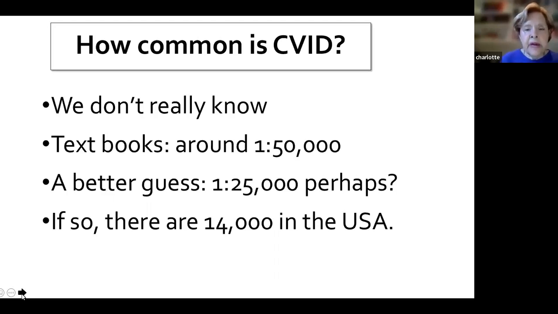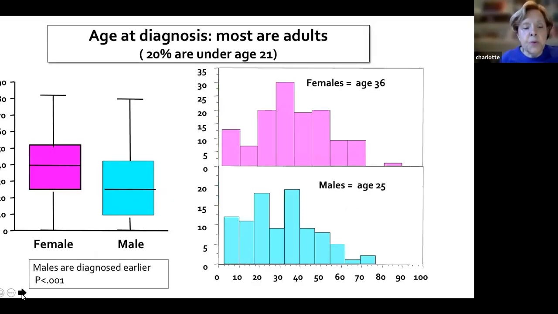So how common is CVID? Honestly, we don't really know. The textbooks say about 1 in 50,000. I think a better guess is at least half of that amount. And if that's the case, then there's 14,000 in the United States. I really don't even know if that number is anywhere near right. I honestly don't. I know at Mount Sinai, I've seen somewhere around 700 to 800 patients with common variable immune deficiency. So it makes me think maybe that number is still rather skimpy and perhaps not even right as well. Now, what else do we know about it?